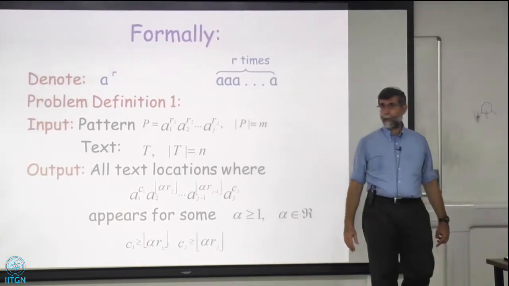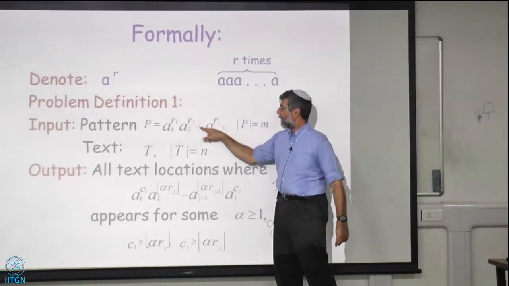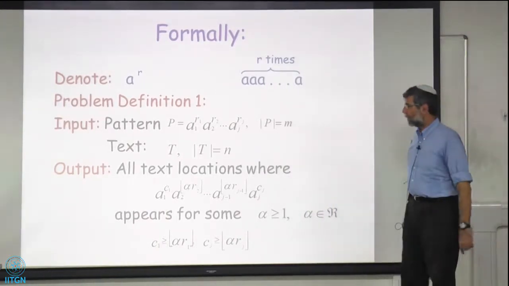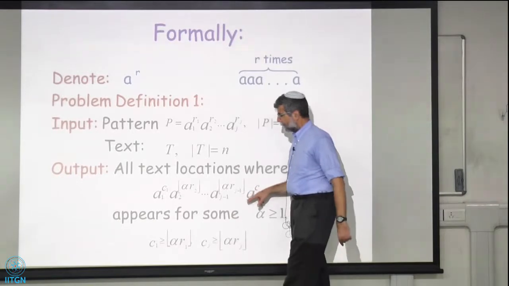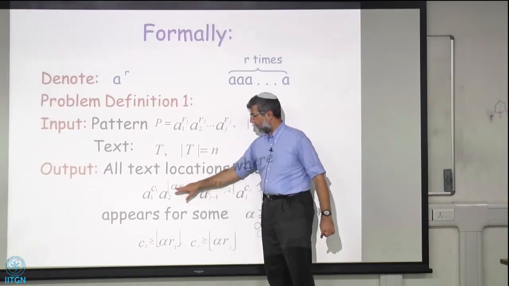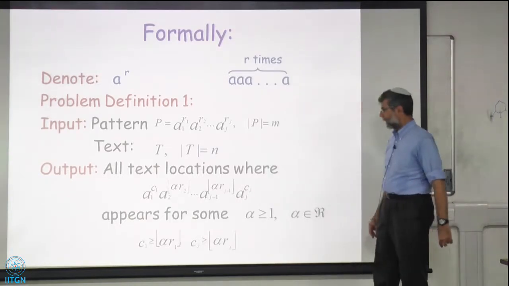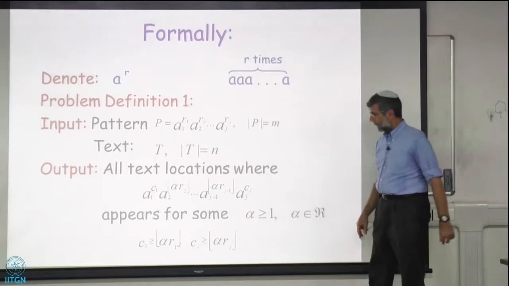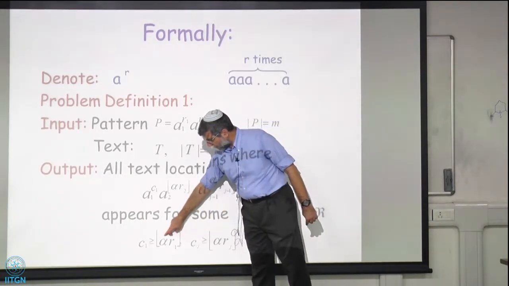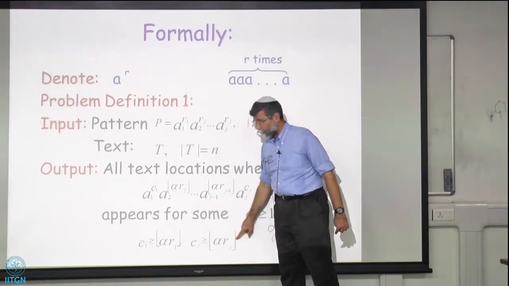So here's my problem definition now. My input is pattern matching. I have a pattern, P equals A1^R1, A2^R2 up to Aj^Rj, where the length of the pattern is M, and I have a text of length N. And what I want to do is output all the text locations where the text looks like A1^C1, A2^floor(alpha times R2) up to A(j-1)^floor(alpha times R(j-1)), and Aj^Cj for some real alpha greater than or equal to 1, where C1 is greater than or equal to floor of alpha times R1, and Cj is greater than or equal to alpha times the floor of Rj.